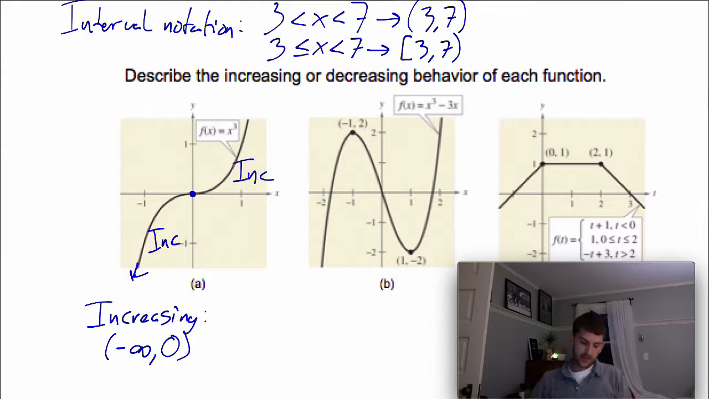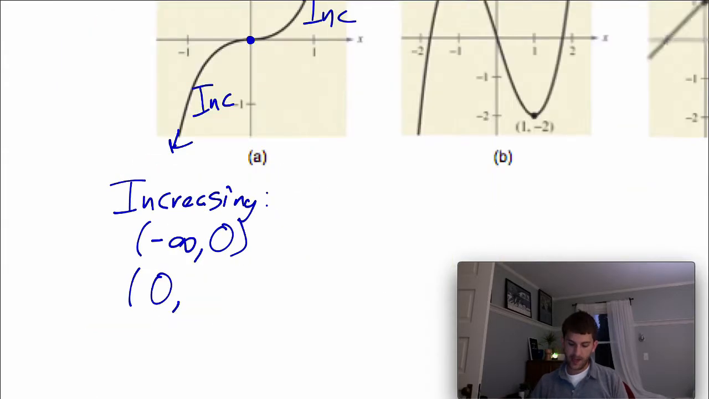Then after that, once it hits x equals 0, it temporarily flattens out just for that instant, and then it picks it up again. It starts increasing again after 0. Sorry, there we go. So it's going to start increasing again after 0, and it's going to stop increasing at positive infinity. So it's increasing forever and ever, except for that one instant at y equals 0, at x equals 0.